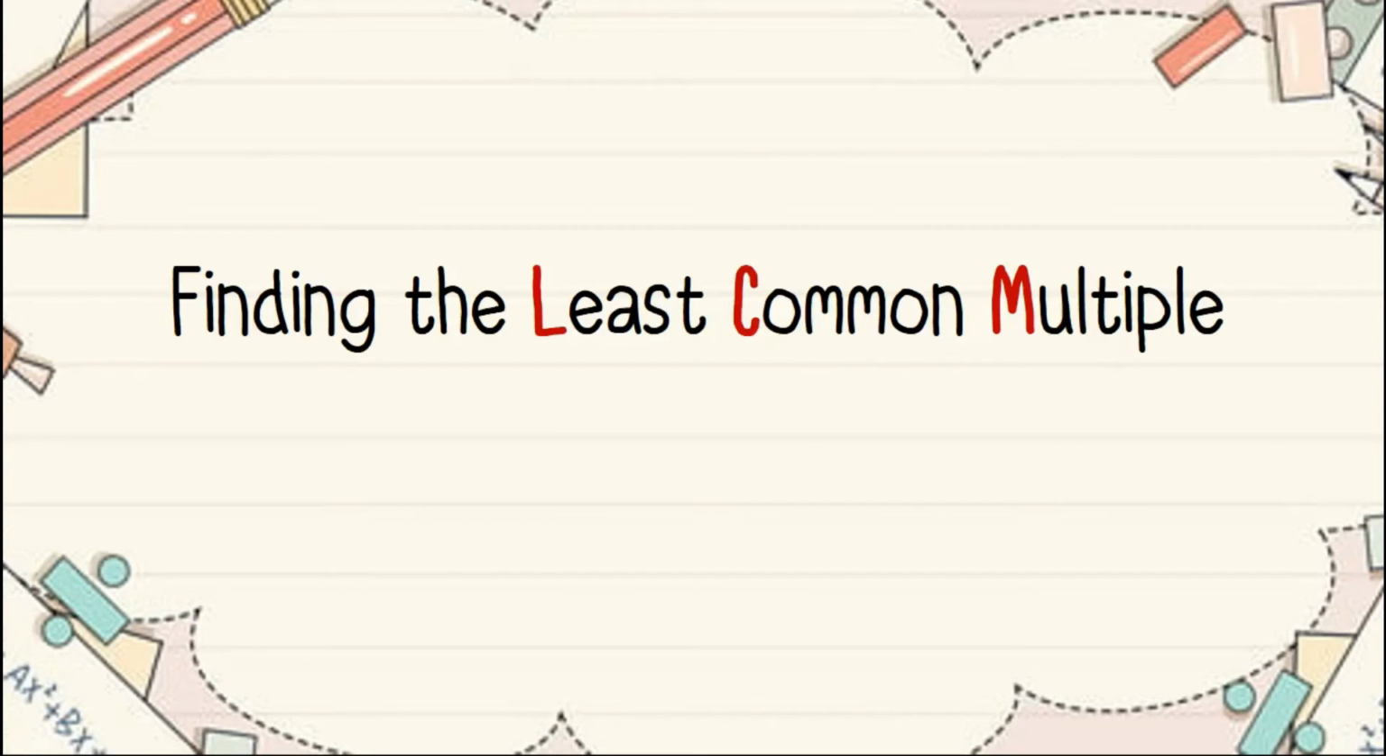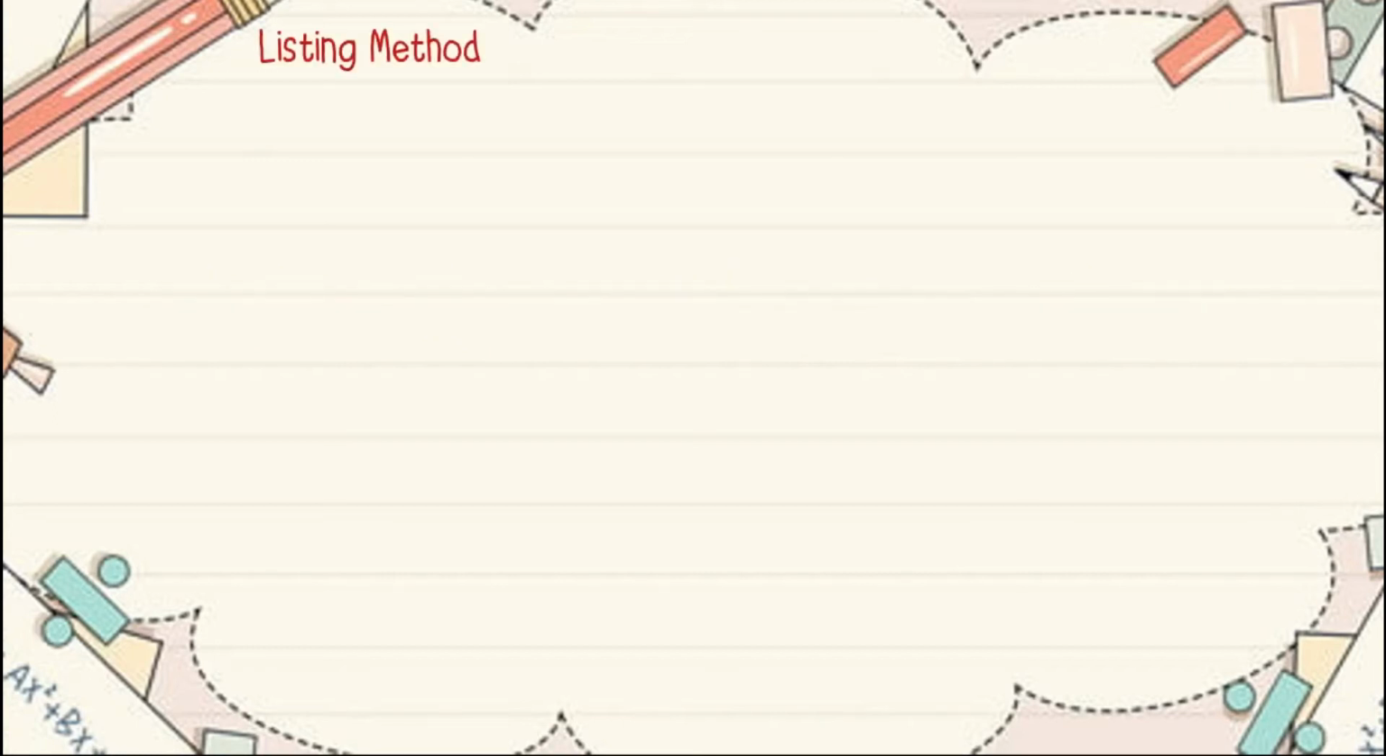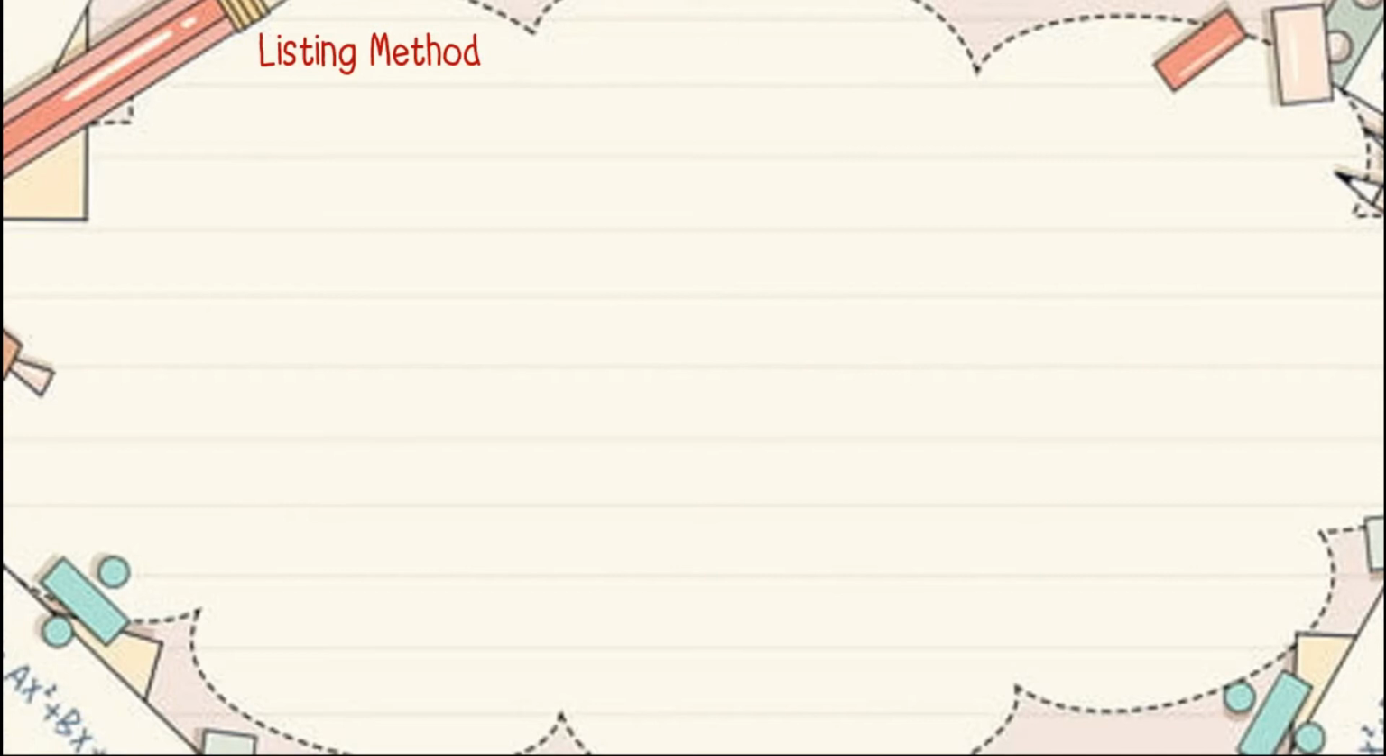Finding the least common multiple. So again, there are 3 ways in finding the LCM. The first one is by listing method. In having the listing method, we are going to write or list down the multiples of the given numbers. For example, 6 and 8.